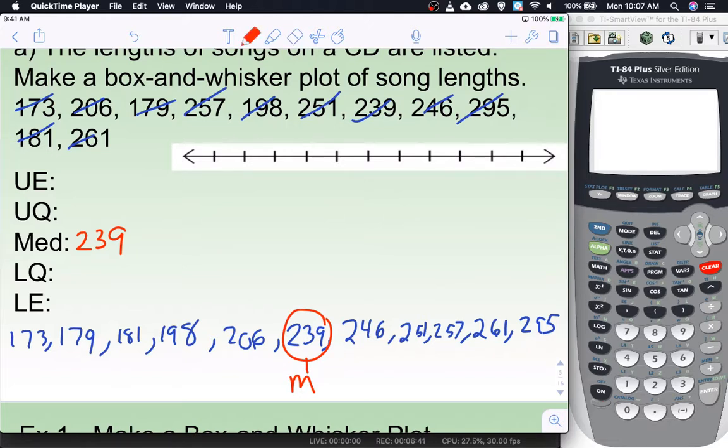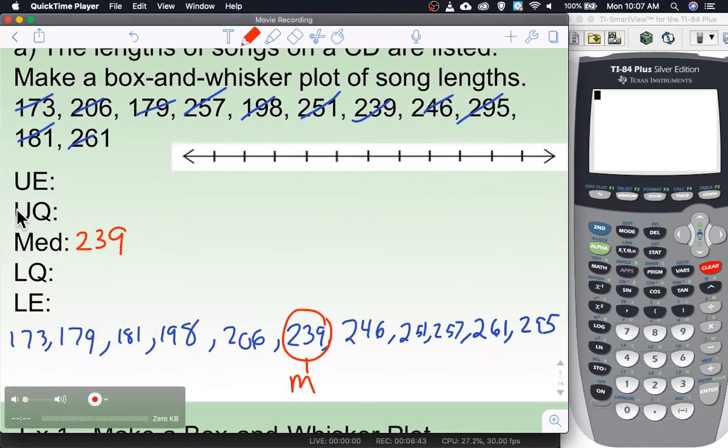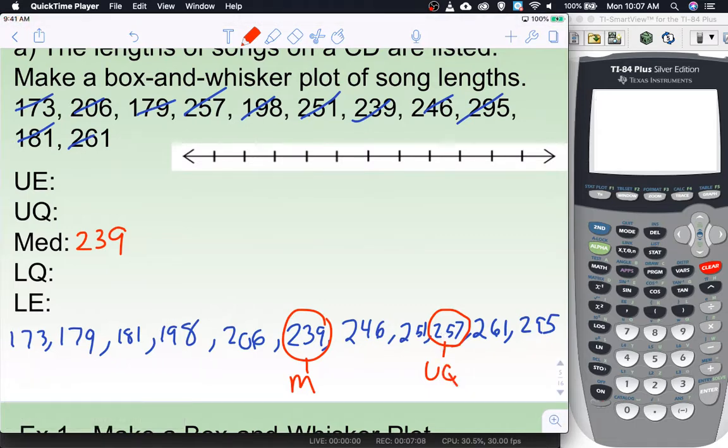Now, once you have your median, you need to find your upper and lower quartiles. Your upper quartile is the median of this upper half. So you don't count this median that you found. So from these other 5 numbers, my upper quartile is the median of these 5, which is going to be this one, right? There's 2 numbers smaller, 2 numbers bigger. He's the one in the middle. That's my upper quartile.